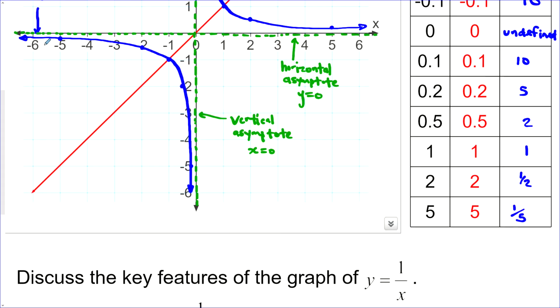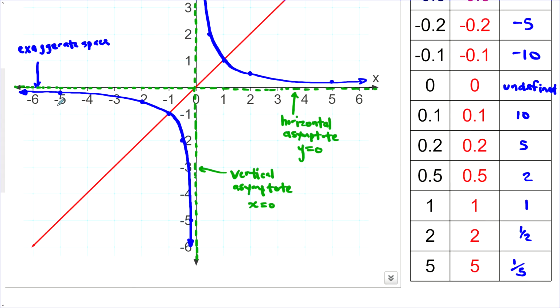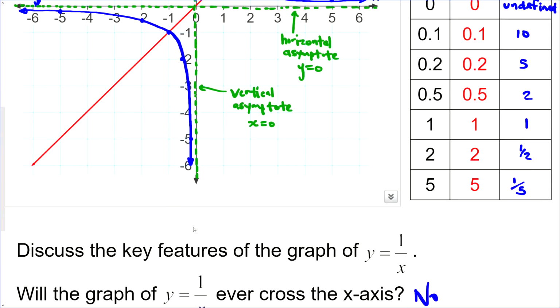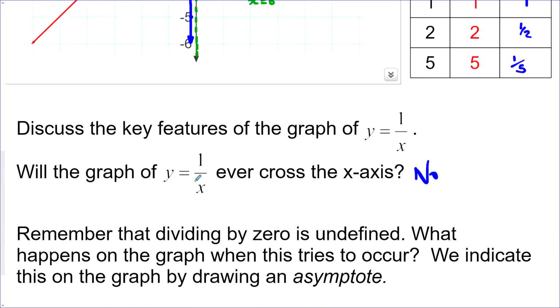So make sure you exaggerate the space in between the x-axis and your graph, and in the same way in between the graph and the y-axis as well. So it doesn't look like it ever touches.